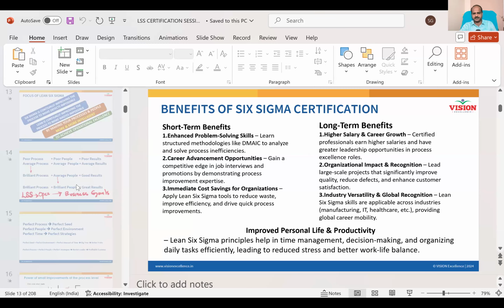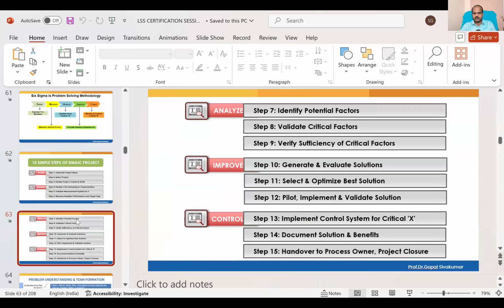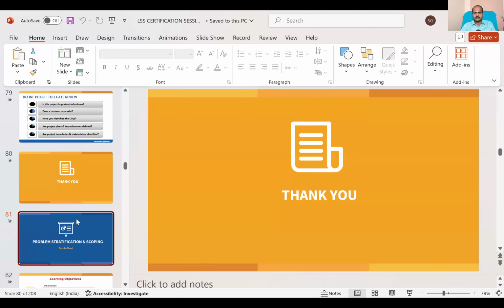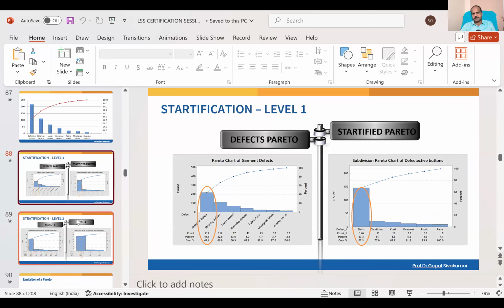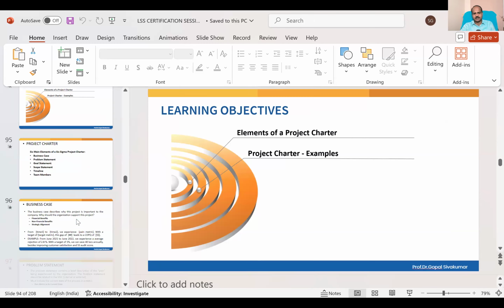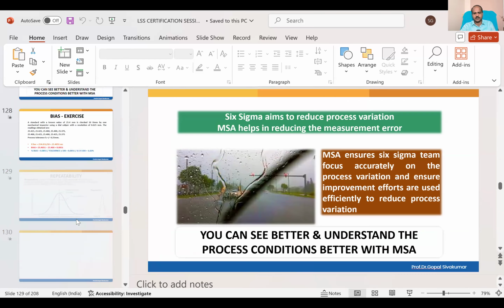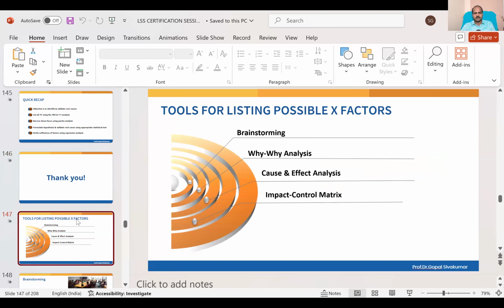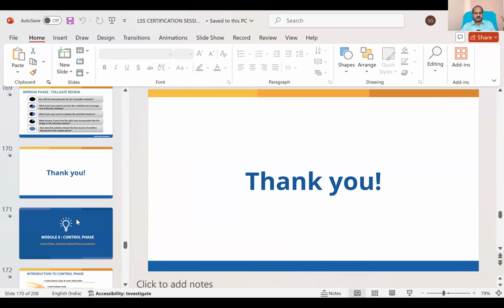Let me straight away go to the scatter plot. So we'll be focusing more on the basics. When we meet in the classroom, we are going to have more activity based learning of the similar tools, right? Same scatter plot. We'll do it using Excel. We'll do it using Minitab. All right.